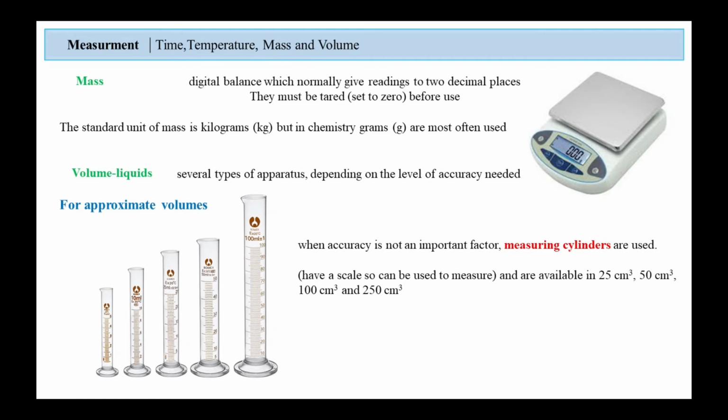Now let's see how we can measure the volumes of liquids, and we can distinguish many apparatus depending on the level of accuracy needed during our measurement. So for example, to measure approximate volumes, we will be using measuring cylinders. As you can see in the figure, they have a scale and they are available in different volumes from 5 to 100 centimeters cubed.